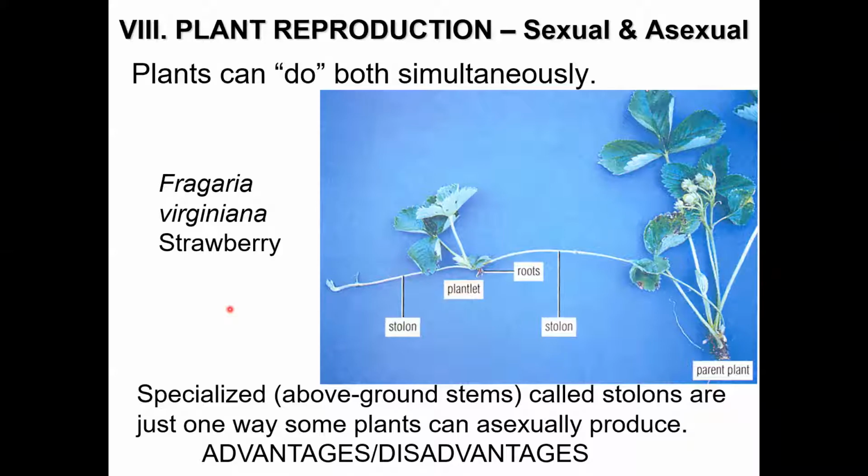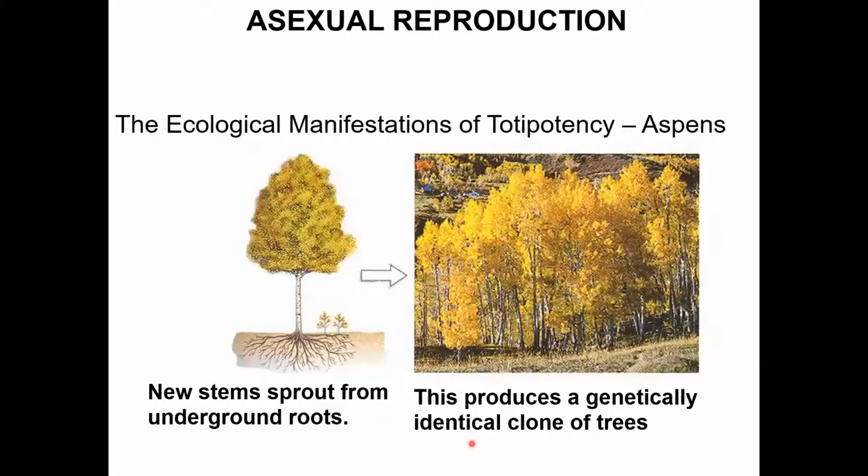What's that got to do with anything? Well, when you do something asexually, you get a lot of individuals really quick. And that's a short-term advantage. But the disadvantage is you don't get genetic variability. And so that's why we need to have sexual reproduction. Now, this is another example of asexual reproduction. This is the quaking aspen.